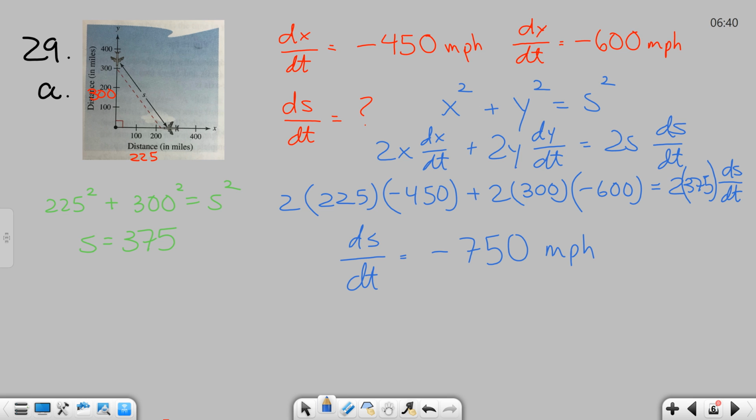Okay, so let's talk a little bit about that answer. Number one, I'm happy about the negative sign because the planes are getting closer together, which means that s is getting smaller, which means that my answer should be negative. And of course, my units for the answer should be miles per hour because everything else is in miles per hour.